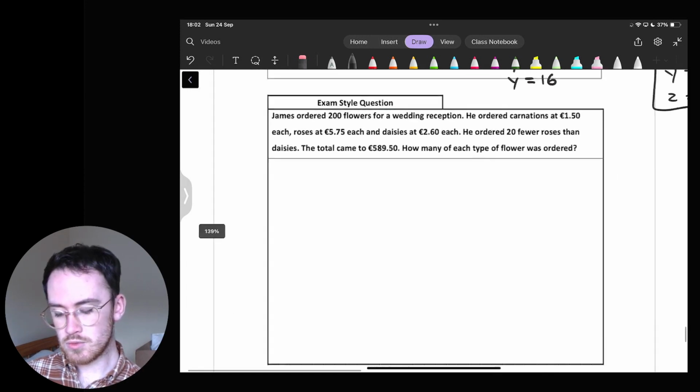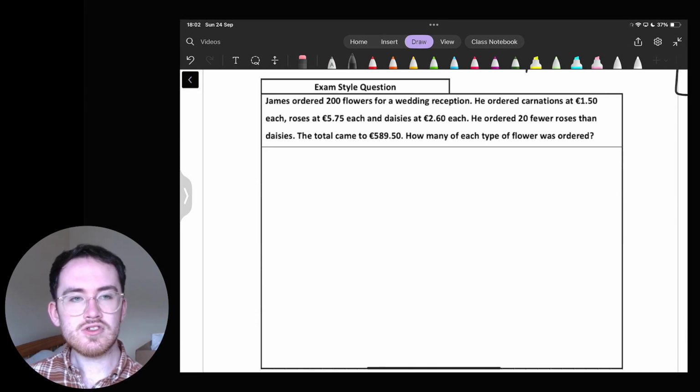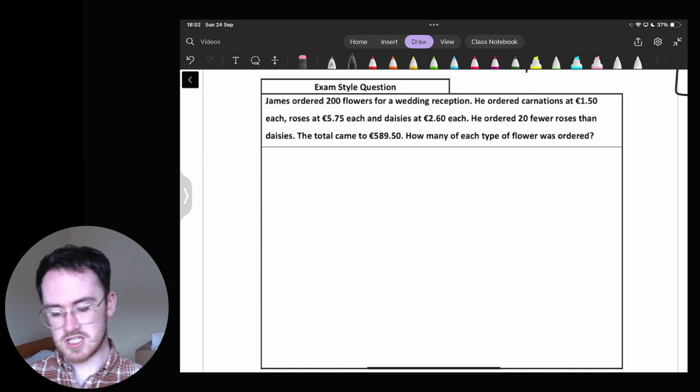Let's just look at one more example here, again an exam style question. James ordered 200 flowers for a wedding reception. He ordered carnations, roses and daisies, and we have prices for those. He ordered 20 fewer roses than daisies. The total came to this. How many of each type of flower?